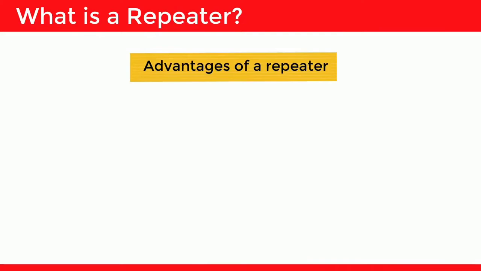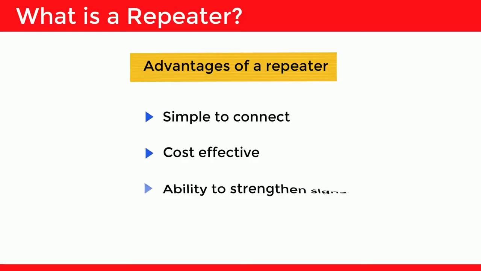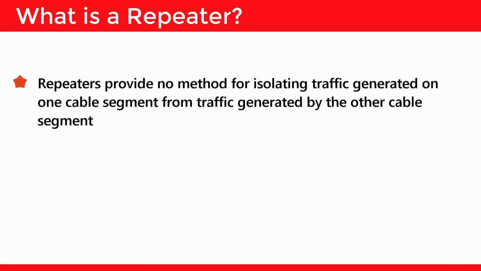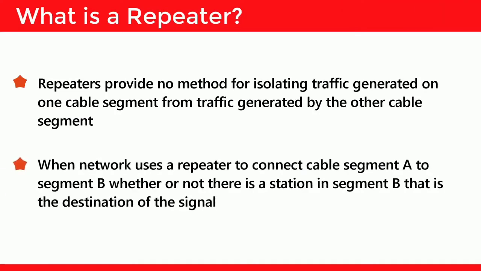Advantages of a repeater: simple to connect, cost effective, ability to strengthen signal. Disadvantages of a repeater: repeaters provide no method for isolating traffic generated on one cable segment from traffic generated by the other cable segment. When a network uses a repeater to connect cable segment A to cable segment B, the signal is retransmitted whether or not there is a station in segment B that is the destination of the signal.